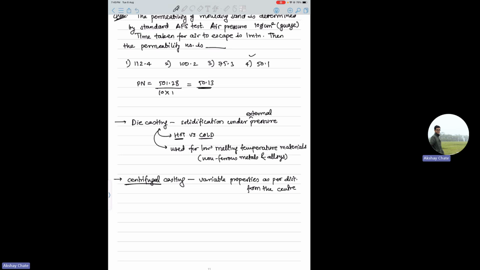And then there are different things, not very important. And in the last we discussed cores. Cores are basically materials used for making cavities and internal features which cannot be produced by patterns alone. In one of the previous problems, the grey cast iron problem, they had given outer dimensions, but one hole was also there. That hole you can't make by pattern. You have to use a core for that.